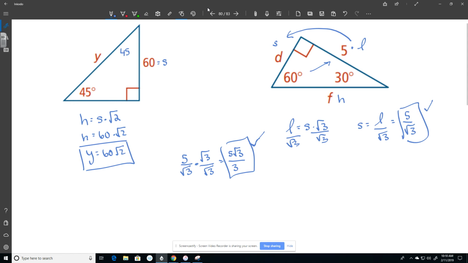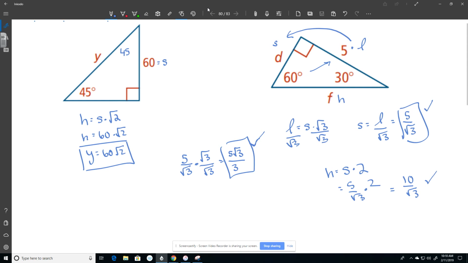Now I want to know the hypotenuse. And the hypotenuse is equal to the short side multiplied by 2. It's just twice as long. So if I take 5 over square root 3 and multiply by 2, that becomes 10 over the square root of 3. And that would be your answer for F.